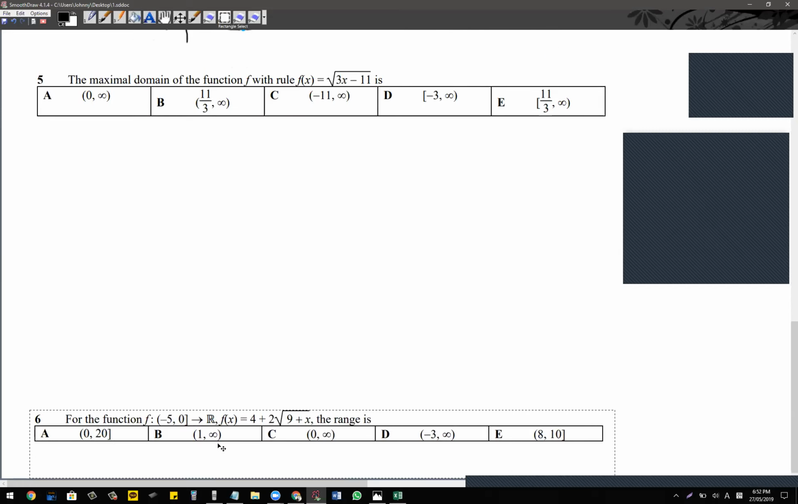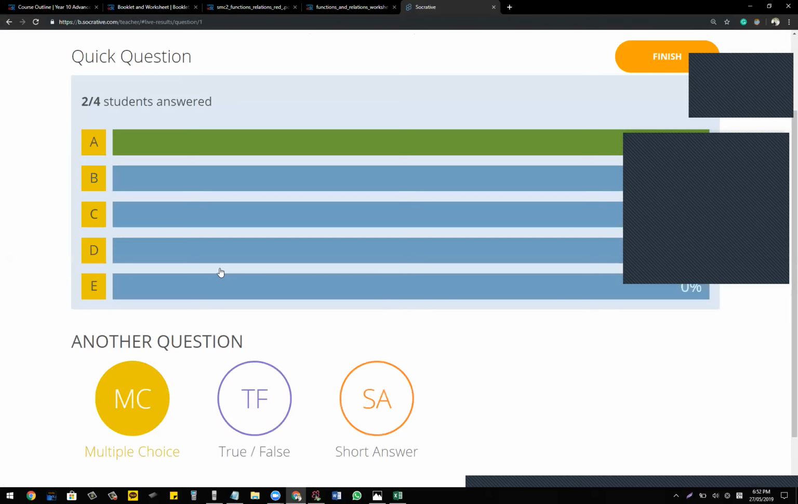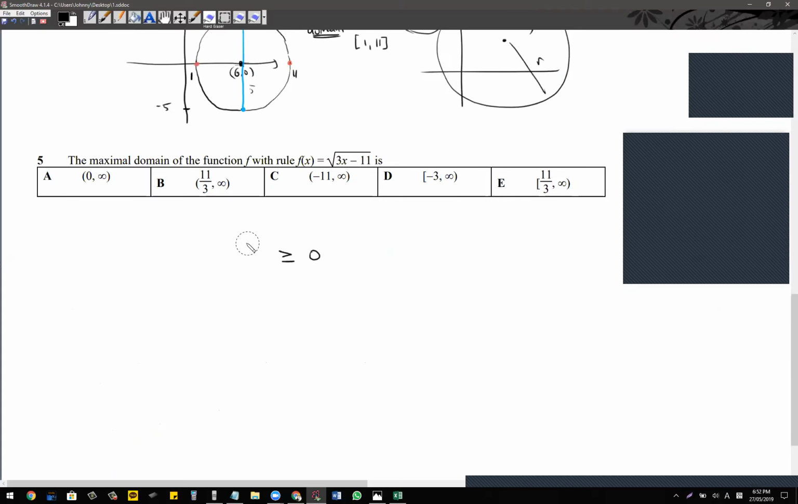Number 5 now. Okay, so what is the maximal domain of this function? Whatever is inside must be greater or equal to 0. So using that, you can figure out the answer, okay? So off you go. So MCQ. Write down 3x minus 11. I want you to solve this one. It's the same thing as solving this one. If you know how to solve this one, you can solve this one as well. Once you solve this, then you'll be able to figure out the answer.